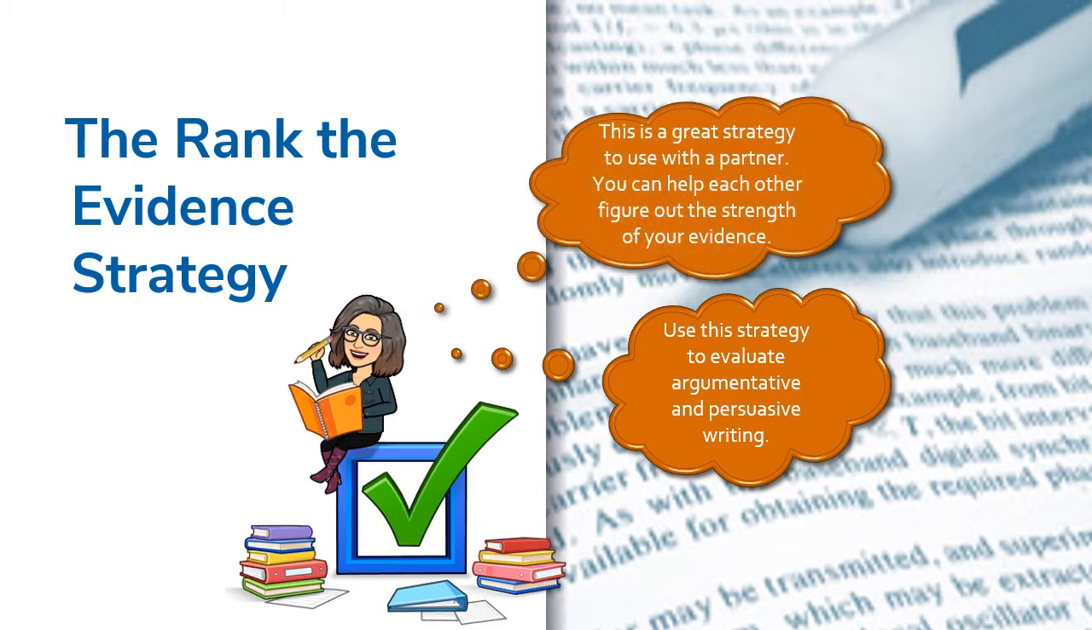For this strategy, you'll need a partner. Pick someone that you trust, that will be honest with you, and will be able to give you strong feedback. You'll be giving each other feedback, so remember, be kind, but be honest. Together, you'll be able to figure out the strength of the evidence that you use in your writing.